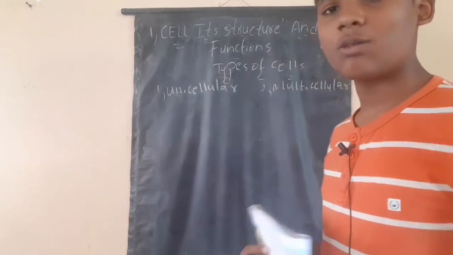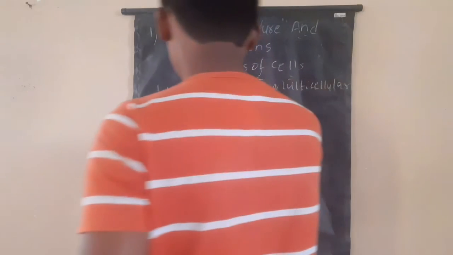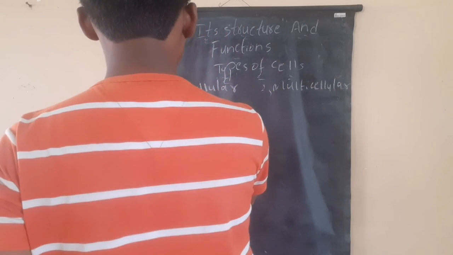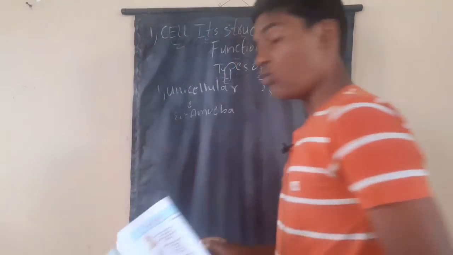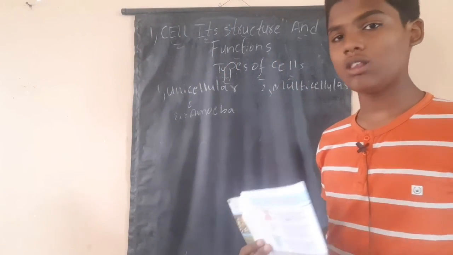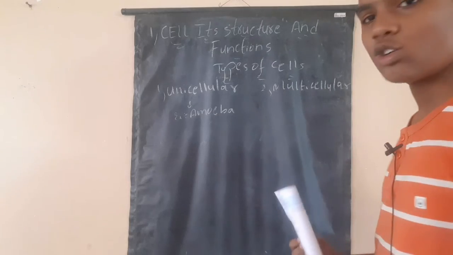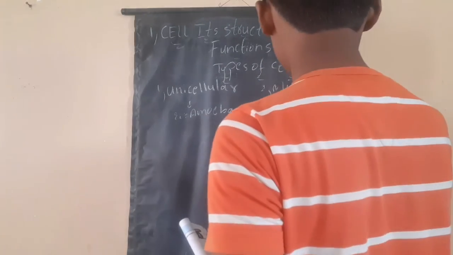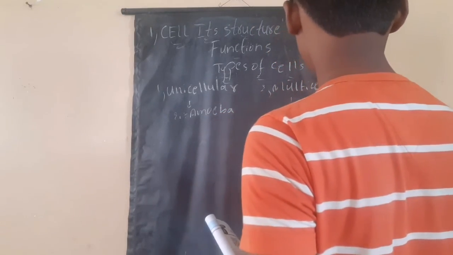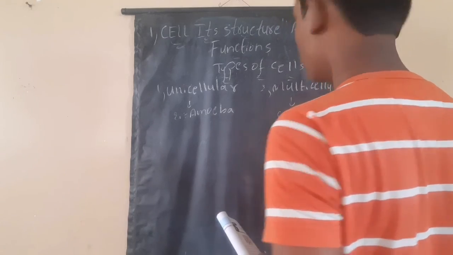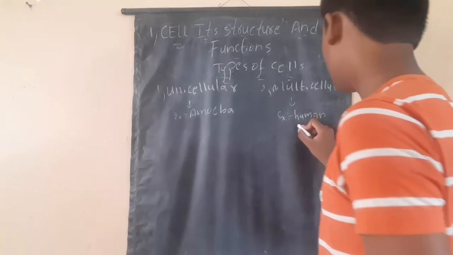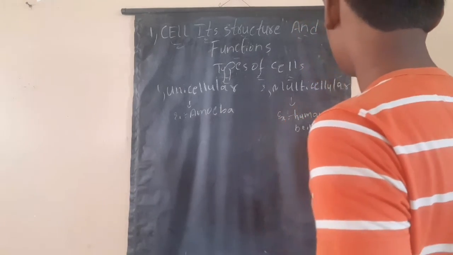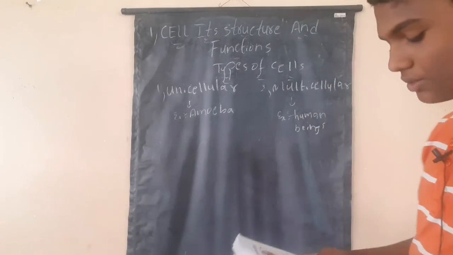Let us see examples. An example of a unicellular organism is amoeba. It contains only one cell, and with only one cell it can perform all the functions. An example of a multicellular organism is human beings. Our body contains so many cells, so we are multicellular organisms.